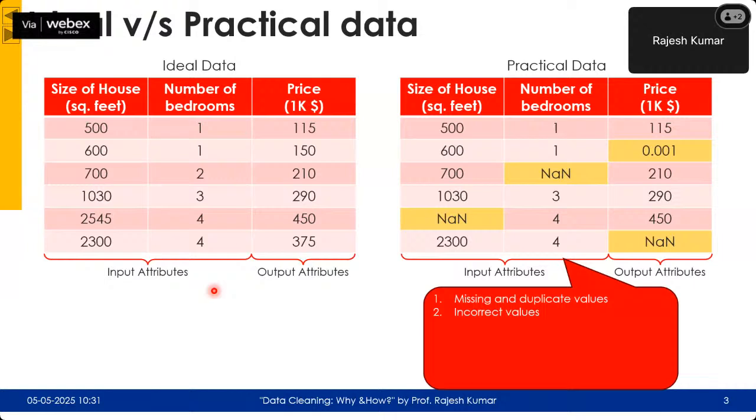Another issue is incorrect values. Your data may have incorrect values. Another issue is there are outliers. We'll see one by one what these terms are. Or maybe there is some kind of noise in the data. There may be inconsistency in the data. There may be irrelevant attributes. There may be a data imbalance. There may be irregularity in the time series data. And a lot of such issues are there. These are the common issues with practical data. Let's understand what they are.